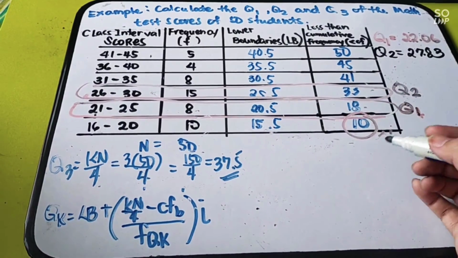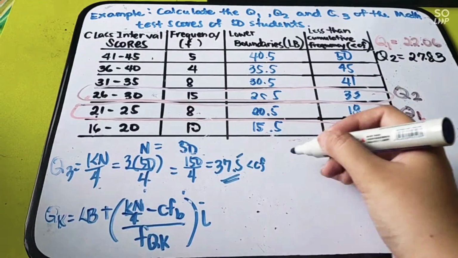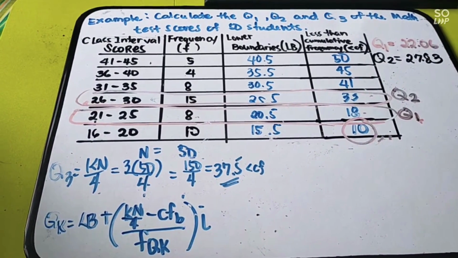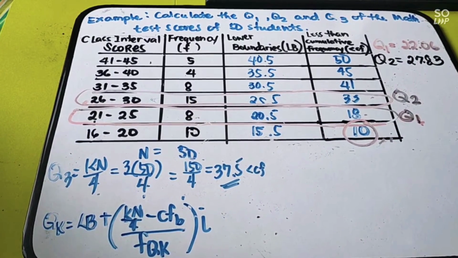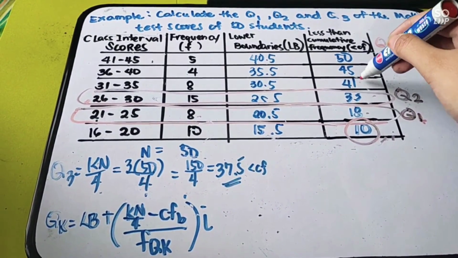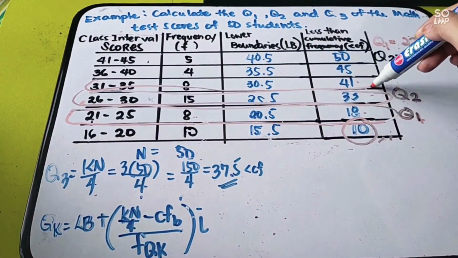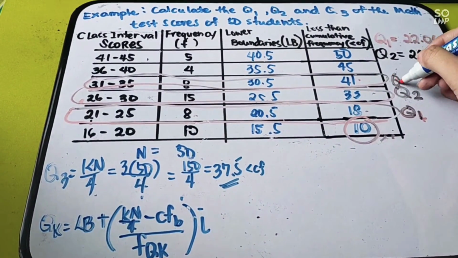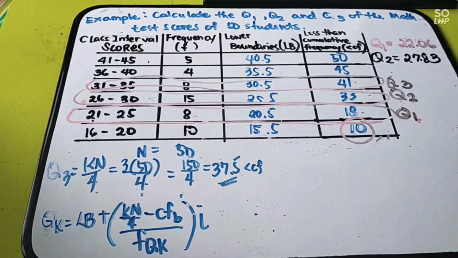So, dito tayo magbe-base. Kailangan pala mas mataas yung ating pipiliin sa 37.5. So, nasaan ang mas mataas sa 37.5? We have 41. So, dito tayo magbe-base kay quartile 3. Ito yung base mo kay quartile 3. Ayan na, nakakuha na tayo.